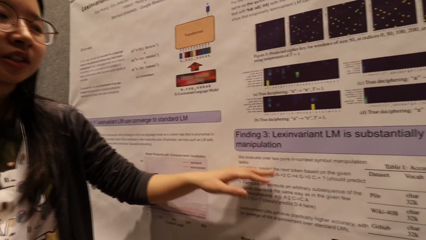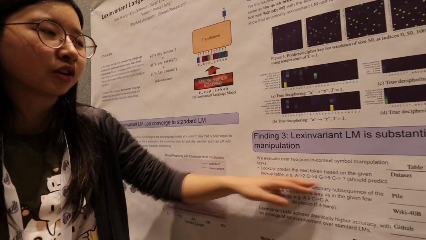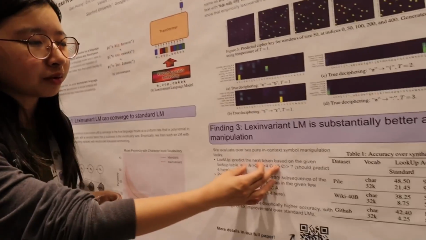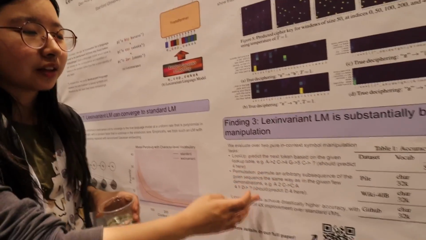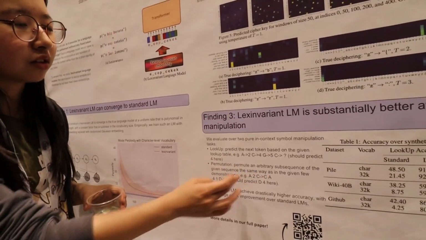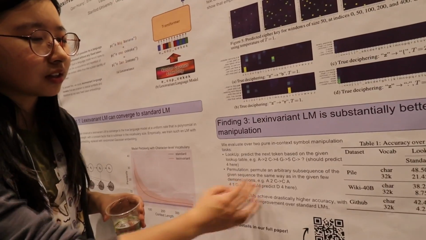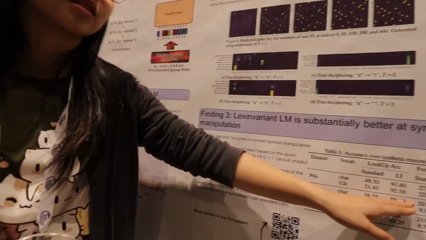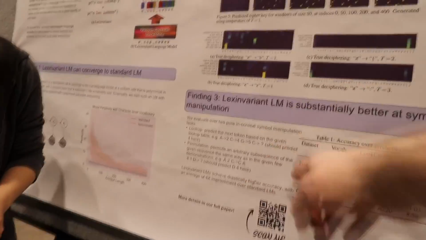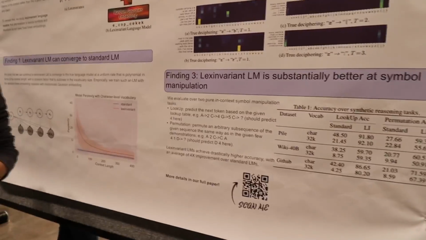For symbol manipulation, we have two tasks. One is a lookup table: you have a lookup table and you predict the next token by looking up what the token maps to. The other one is permutation: you permute the sequence the same way as in the demonstration. And we show that we can achieve 4x improvements on this. But these are very constructed to favor you a little bit. Okay.